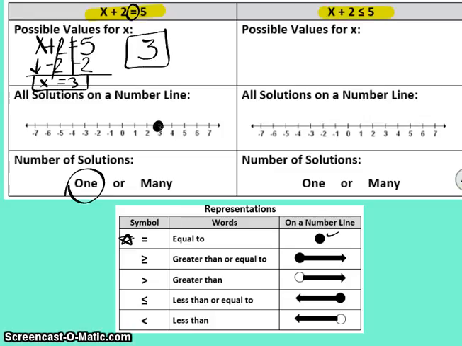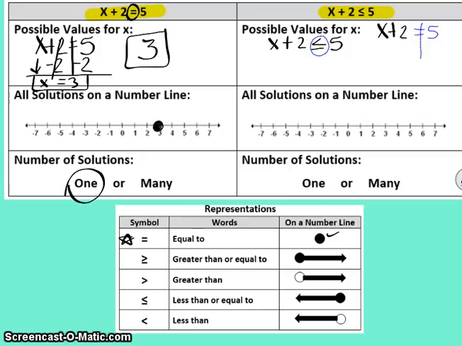Now I have x plus 2 is less than or equal to 5. So I have to solve this. So I have x plus 2 is less than or equal to 5. Well, this looks a little bit weird. So what I could do is I could make this and pretend it's an equal sign. So let's rewrite it. I have x plus 2 is equal to 5. So I could rewrite that. And so all I did was I changed this inequality sign into an equal sign. So I know how to solve this.